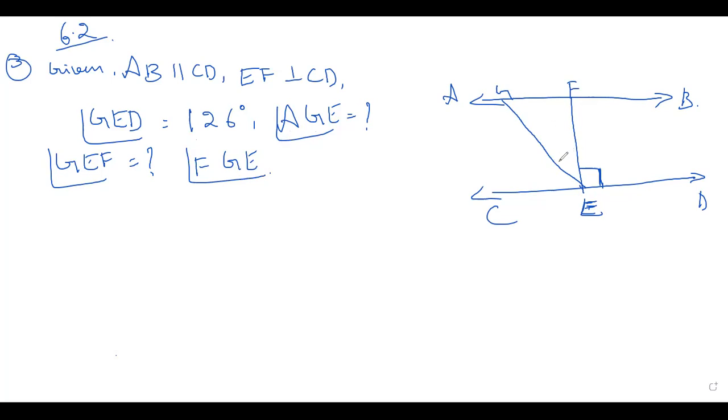Angle GED and the E angle. Okay, children, this is 126. See, here you have two angles, right? Two angles there. Already you know one angle is 90 degree, so that you can find another angle. 126 minus 90, then you get this angle, that is, angle GEF.